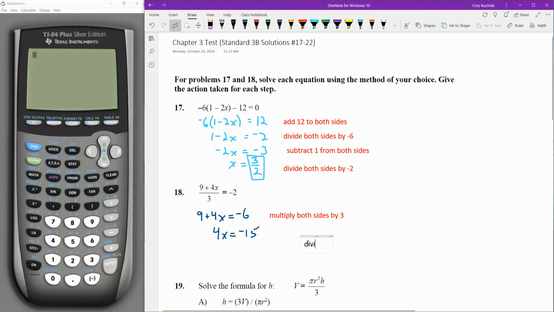So divide both sides by 4, or I'm sorry, we subtracted. Getting a step ahead of myself. Subtract 9 from both sides.